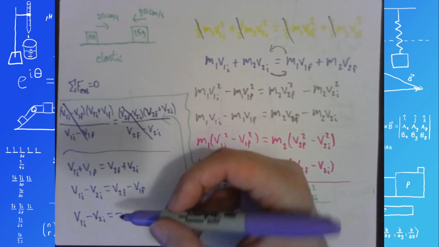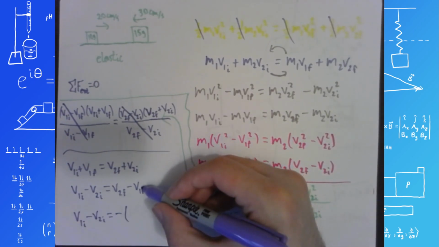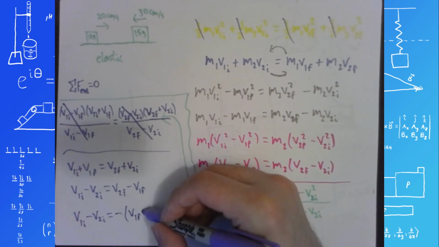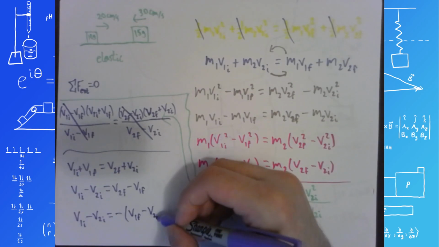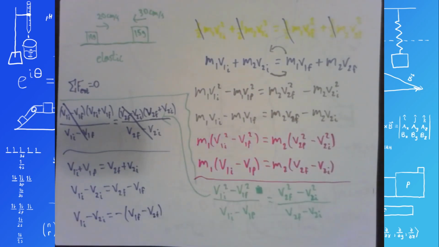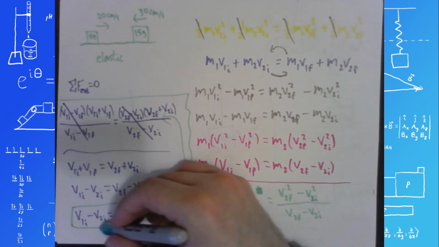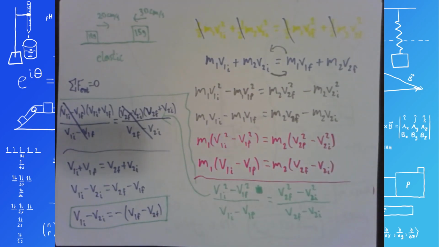equal to the negative of, and then I'm going to rearrange the subtraction here. I'll make it V1 final minus V2 final. At least this is the way that I prefer to write it. So this relationship holds true for collisions that are elastic. V1 initial minus V2 initial equals negative V1 final minus V2 final.